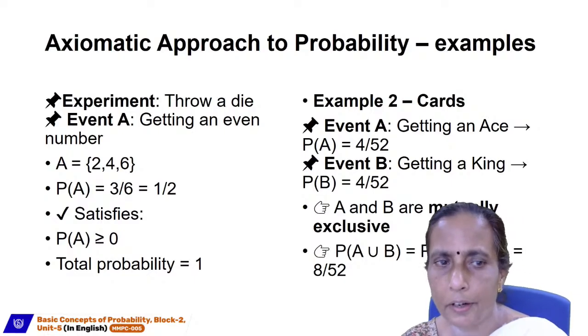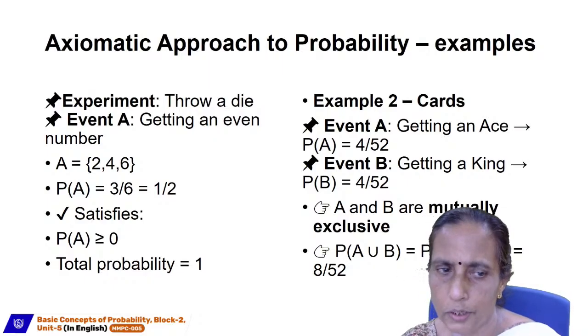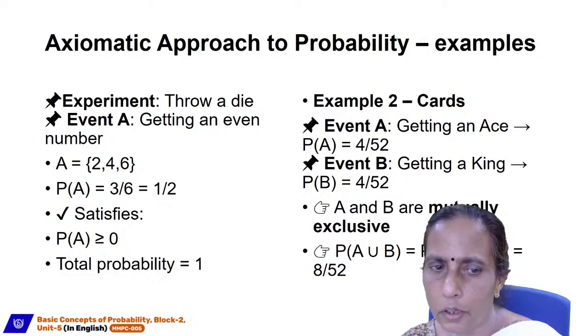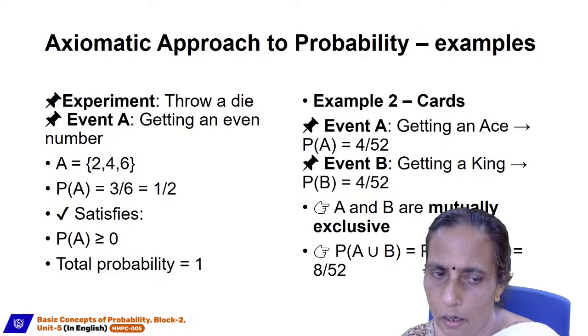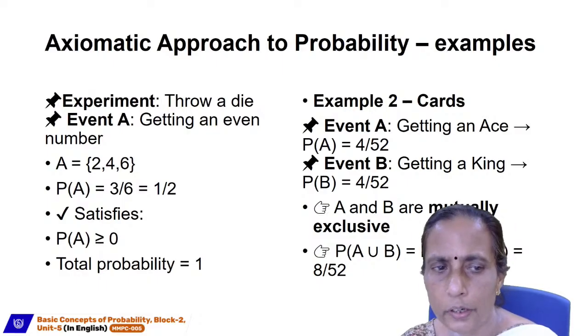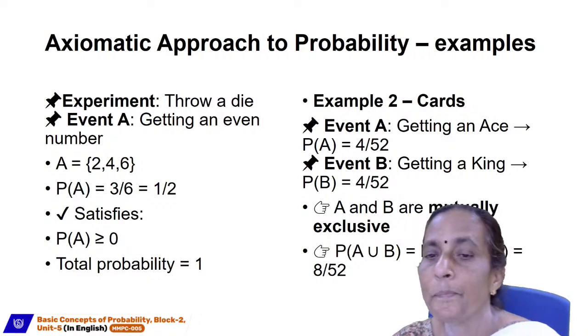So throw a die, event A is getting an even number: 2, 4, 6. The probability of A is 3 by 6, that is 1 by 2. It satisfies that probability is positive. Total probability is equal to 1, that is, all the events give 6 by 6.